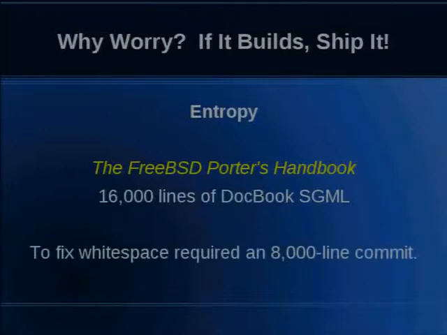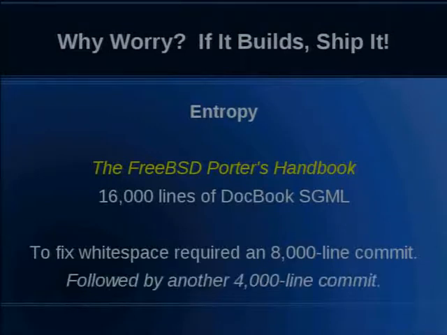To fix white space problems alone, that would be indentation, tabs where there should be spaces, tabs mixed inside content, or white space at the end of a line, required an 8,000 line commit on a 16,000 line document. And then another 4,000 line commit. Now, it's not 12,000 lines total. Some of those overlapped. But that's appalling. If that was a program, it wouldn't compile.